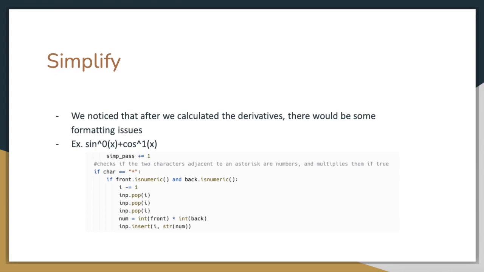And moving on, we noticed that after we calculated the derivatives, there would be some formatting issues, actually. So, for example, when we were trying to take the derivative of sine x, our derived function would take the power down, right? So it would yield something like sine to the power of 0x plus cos to the power of 1x. And we wanted to get rid of that sine to the power of 0x. So by implementing this simplify function, and we went through a lot of edge cases for this, it would reformat the final stack for cleaner output.